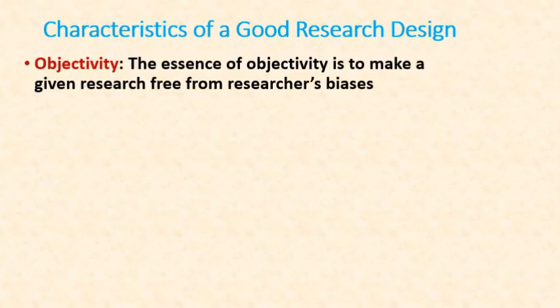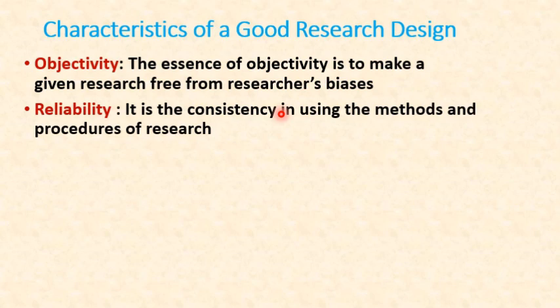Next one, objectivity. The essence of objectivity is to make a given research free from researchers' biases. That means the research is to be conducted in accordance with the objectives of the study and through well-defined scientific procedures. It should be free from researchers' biases. It should not be influenced by the attitude and the prejudices of the researcher.